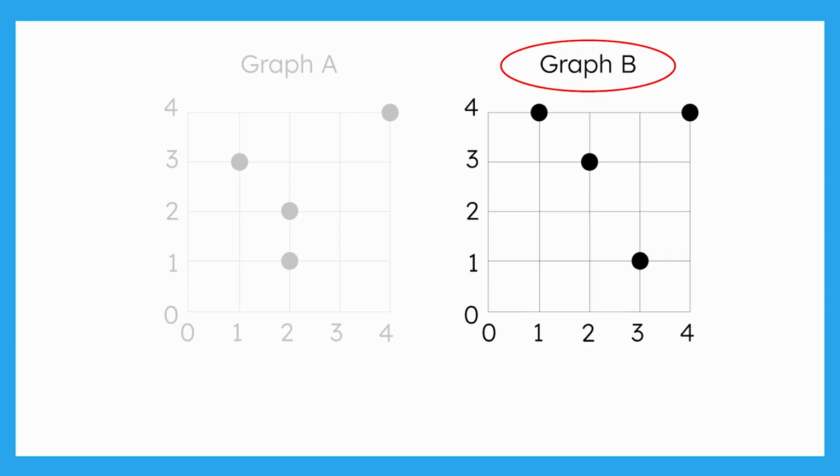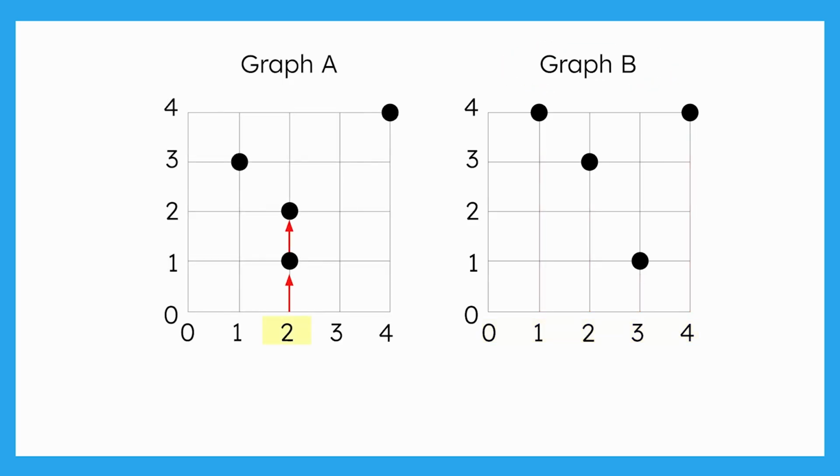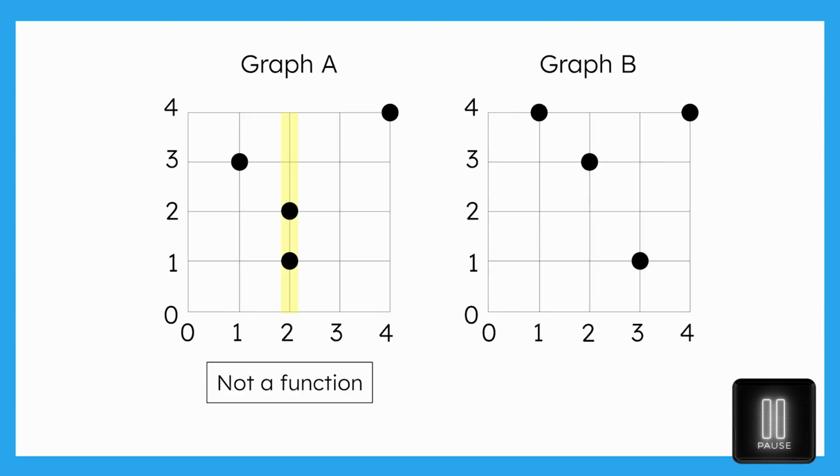Graph B represents a function because each x-coordinate on this graph has only one y-coordinate. On graph A, the x-coordinate 2 has two y-coordinates, so it has multiple outputs, making graph A not a function. Let's take a closer look. When 2 points appear on the same vertical line, it indicates that the input has multiple outputs, making that relation not a function. Pause the video and try tracing or highlighting any vertical line on graph B.